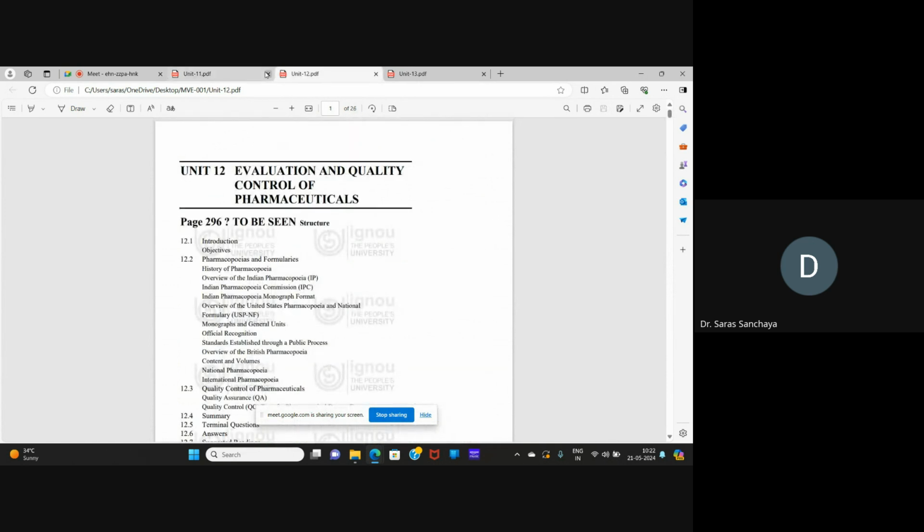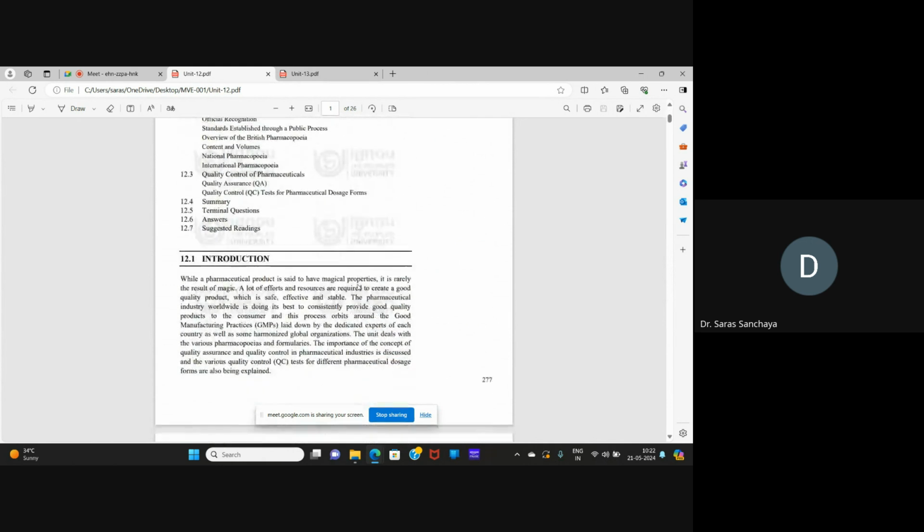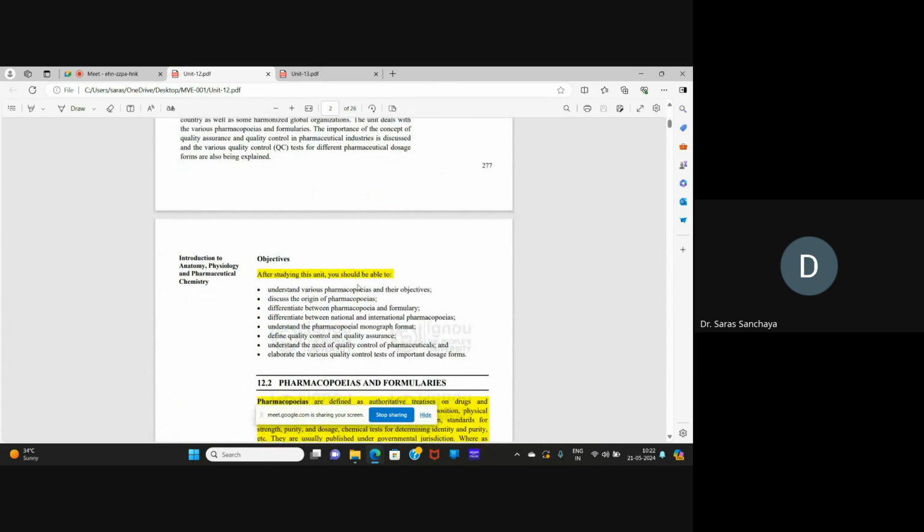Now we come to unit 12, evaluation and quality control of pharmaceuticals. The objectives of this unit are to understand various pharmacopoeias and their objectives, discuss the origin of pharmacopoeias, differentiate between pharmacopoeia and formulary, differentiate between national and international pharmacopoeias, understand the pharmacopoeial monograph format, define quality control and quality assurance, and understand the need of quality control of pharmaceuticals and the pharmacopoeia commission.